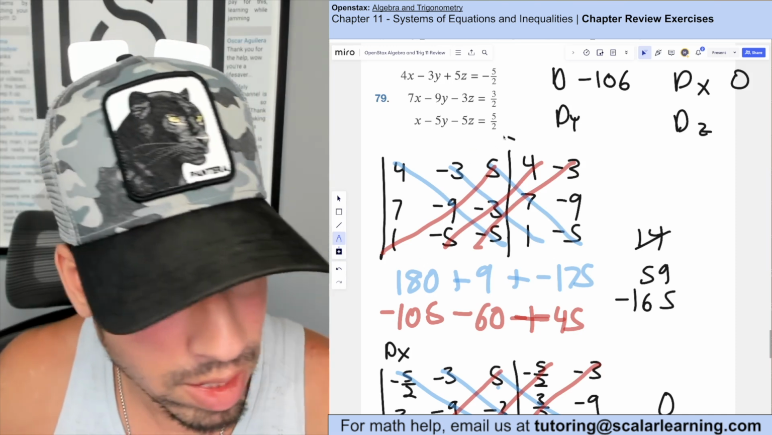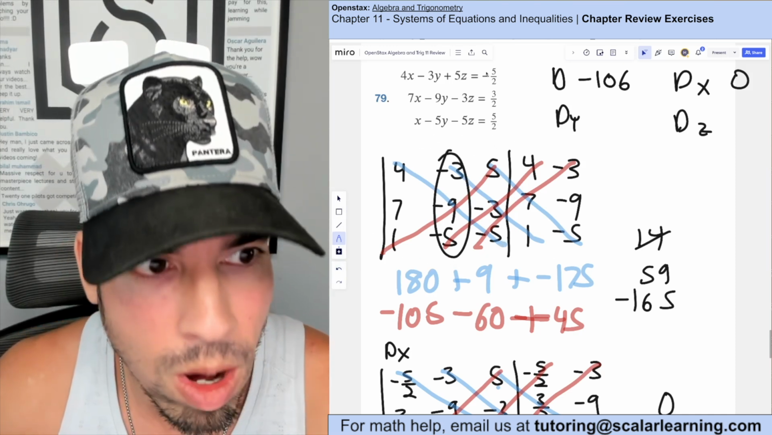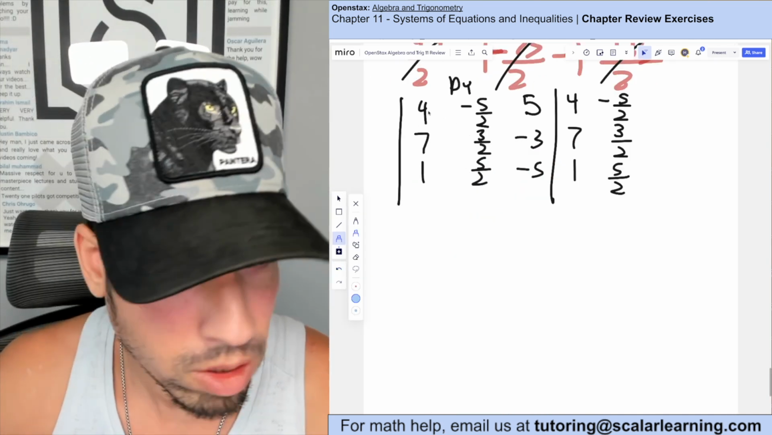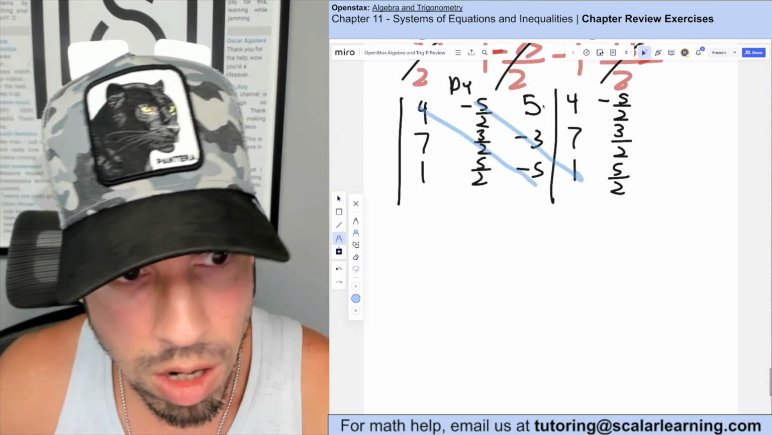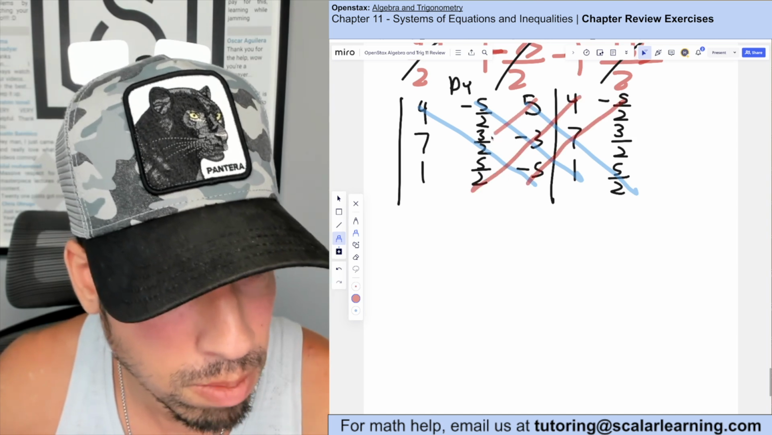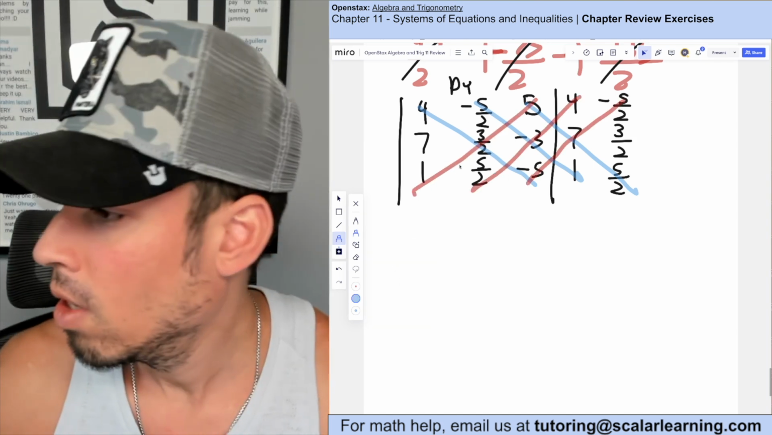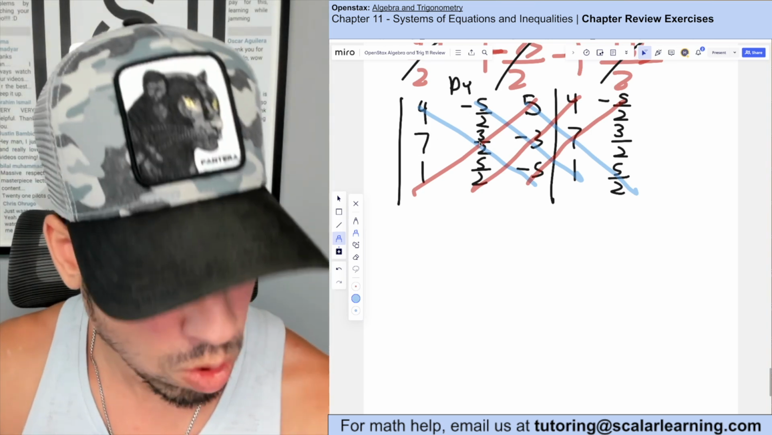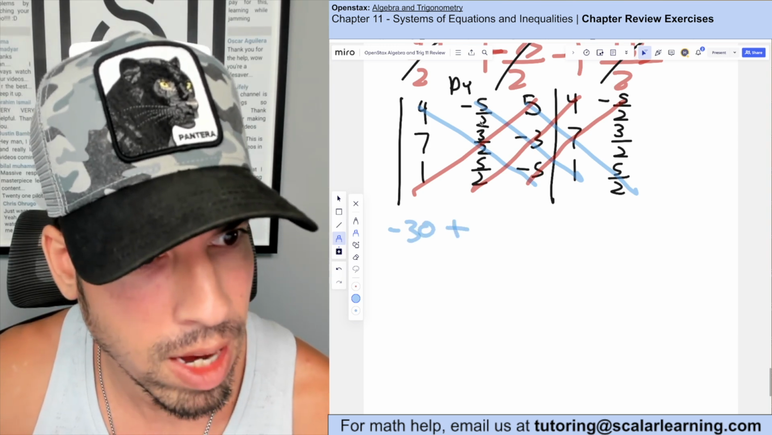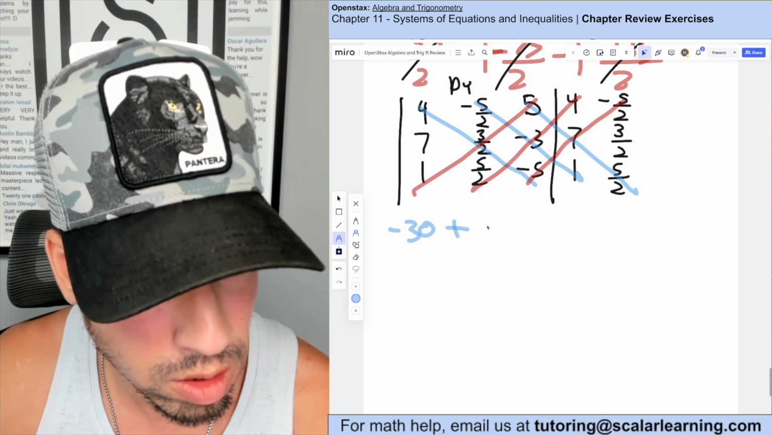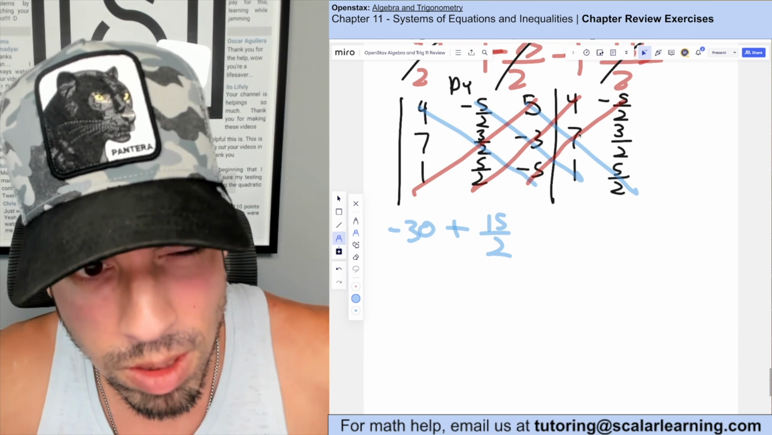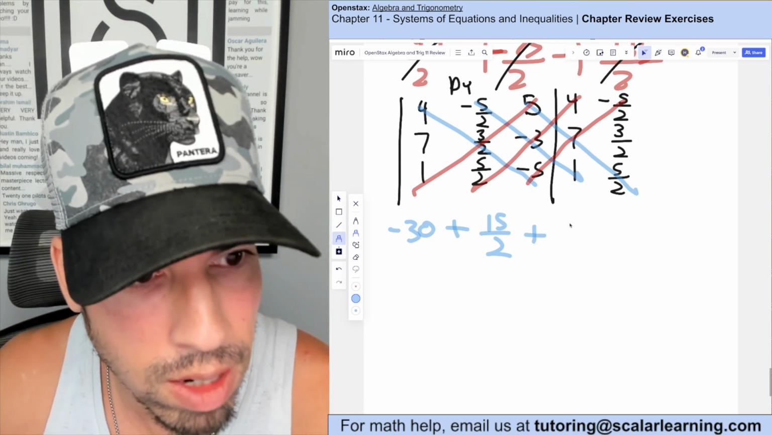Now let's do dy. Again, starting back with this matrix, but replacing the y column with these guys. Let's write it out. Again, let's repeat these first two columns. And now to do the calculation, we do product plus product plus product minus that product minus that product minus that product. So let's do the calculation. So we got 4 times 3 halves, which is 12 halves, which is 6, times negative 5 is negative 30, plus negative 5 halves times negative 3 is 15 halves, times 1 is just 15 over 2. And then 5 times 7 times 5, that's 25 times 7, which is 175 over 2.